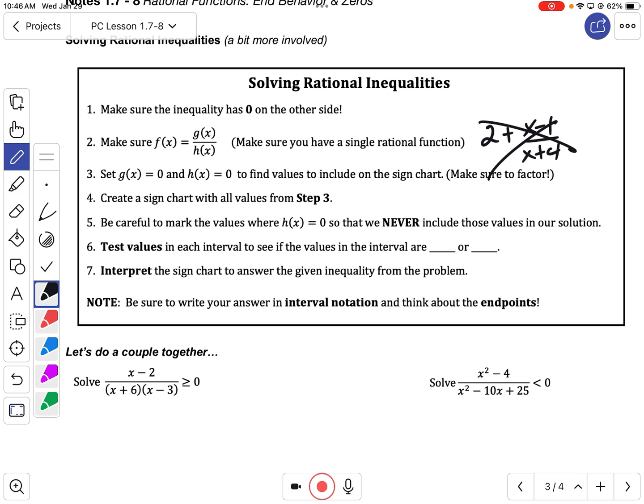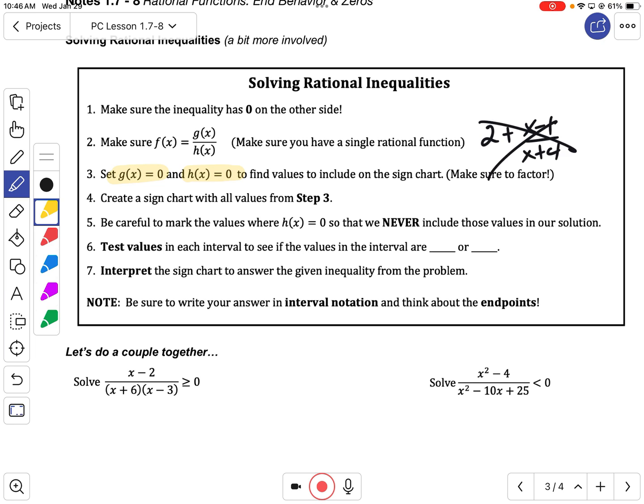We're going to set the numerator and the denominator equal to 0 this time, and that's different. Those are going to be important numbers that we need. So it's not just zeros, it's numerator and denominator. And then we're going to make what's called a sign chart. We'll use these in calculus, but what a sign chart does is it tells me between certain x values whether my function is positive or negative. And how we'll test that is we'll just plug in some values that I can work with.